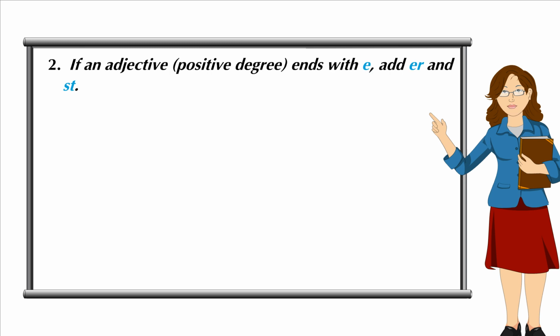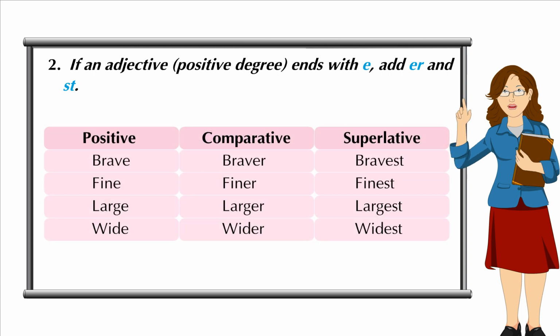2. If an adjective, positive degree, ends with e, add r and st. Positive, comparative, superlative. Brave, braver, bravest. Fine, finer, finest. Large, larger, largest.